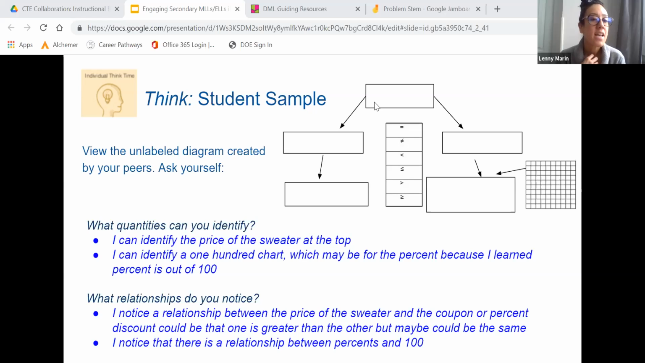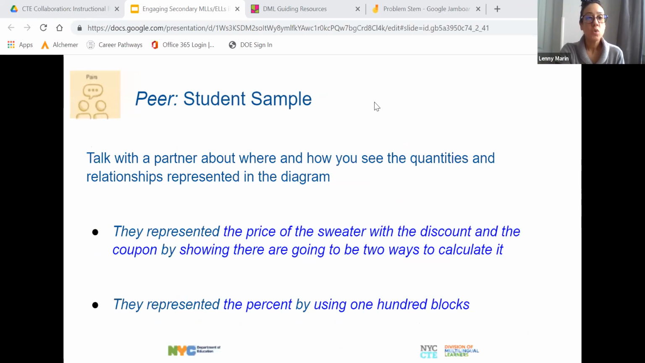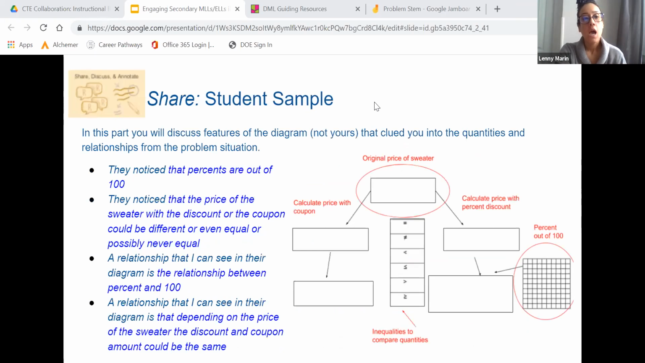So a student here had said, I can identify the price of the sweater at the top. I can identify the 100 chart, which may be the percent because I learned that percent is out of 100. And then they begin to think about what relationships. I noticed there is a relationship between percents and 100. And then students will, again, have the time to talk about this with their peers. How did so and so group present their quantities? How is their diagram different from theirs?